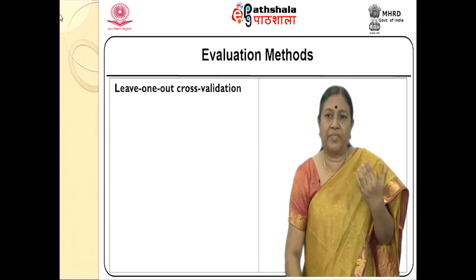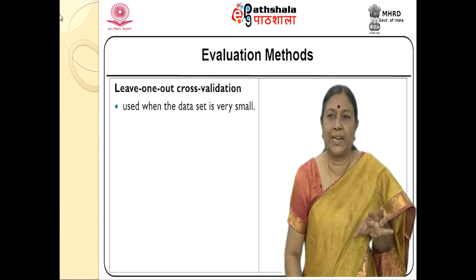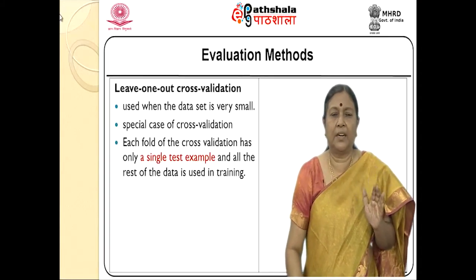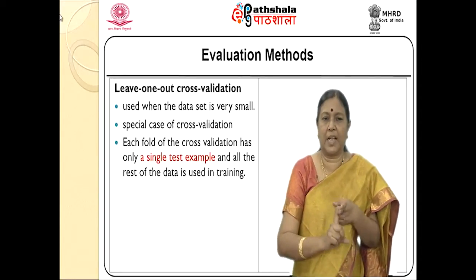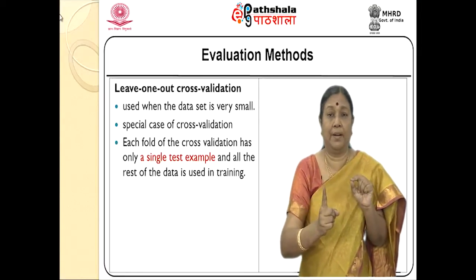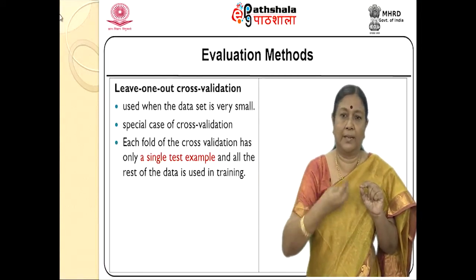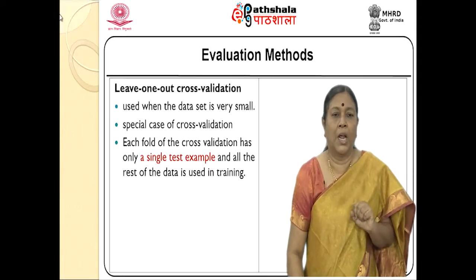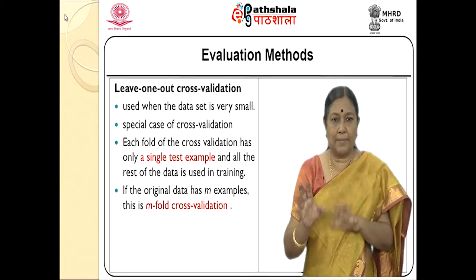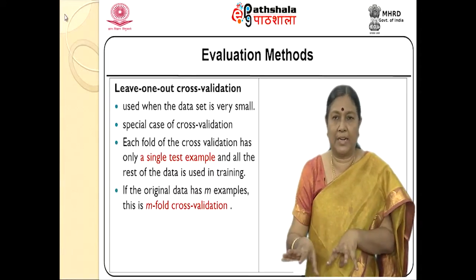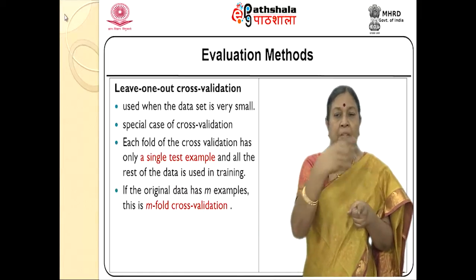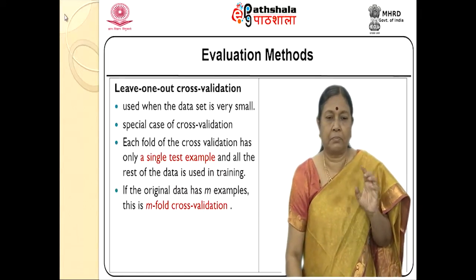Then you have leave one out cross validation, used when the data set is very small. It is a special case of cross validation, where each fold has only one single test sample. The rest of it is used in training. There we used a set, here we used one. So, if the original data has m samples, you will have an m-fold cross validation, because every sample will be left out, trained, tested, left out, trained and tested.